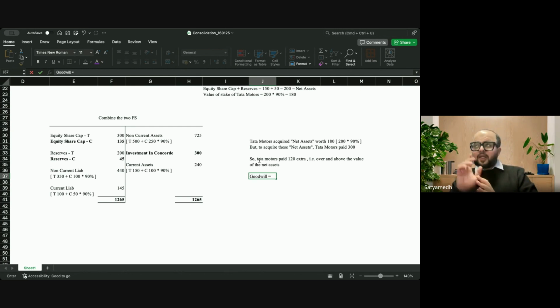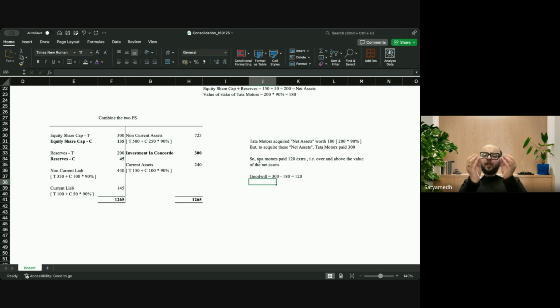Tata Motors is thinking that if I acquire 90% of the other company by paying 120 extra, I get so many other benefits. This is the value of that benefit. For those people who are doing AFM, in the topic mergers and acquisitions, you calculate synergy gains, right? This, with a little tweaking, becomes your synergy gain. So how much is the goodwill? You paid 300 for something whose value is 180, your goodwill is 120.